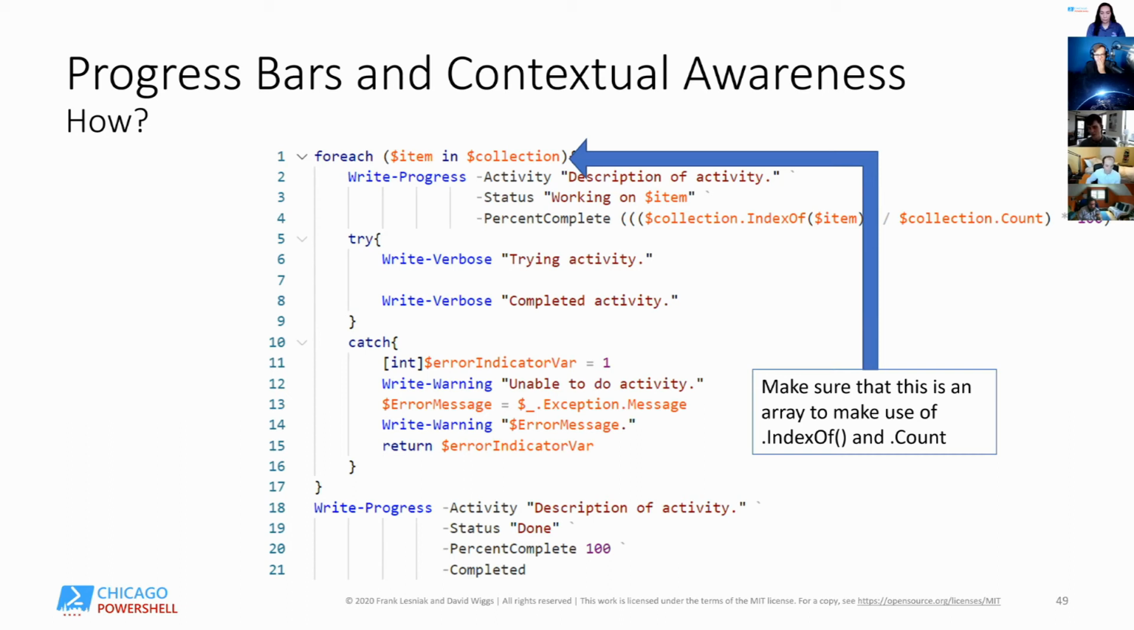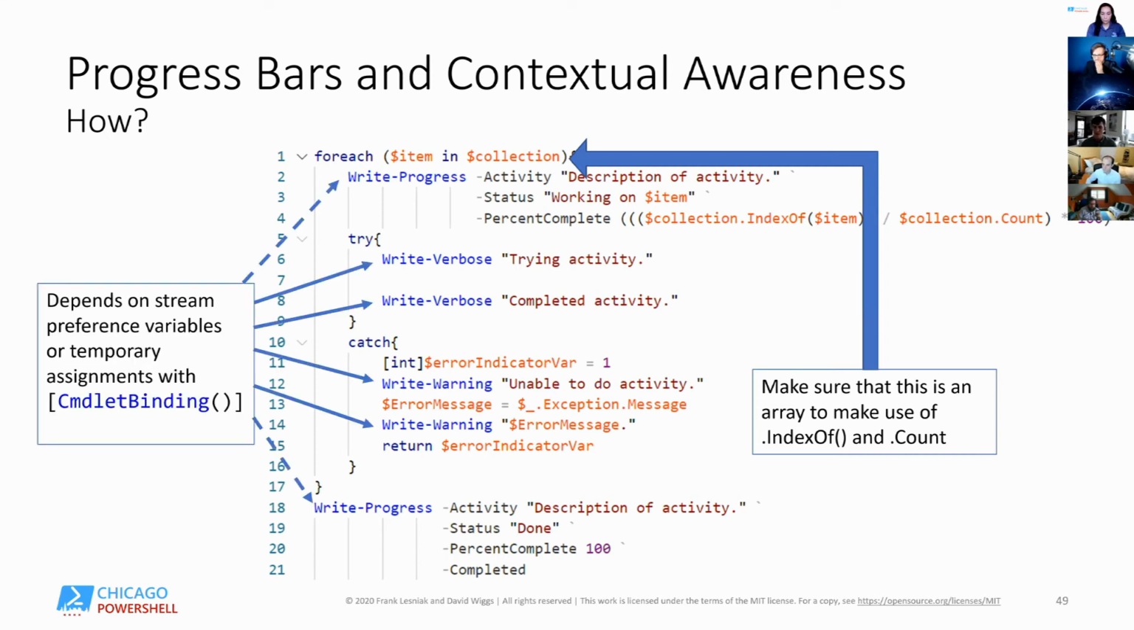That will enable, because in Write-Progress, everything needs to be a number. The status, or the percent complete, needs to eventually become a number. And that becomes a lot easier when we're using arrays, because we can take advantage of IndexOf and Count, very numerical types of quantifiers.